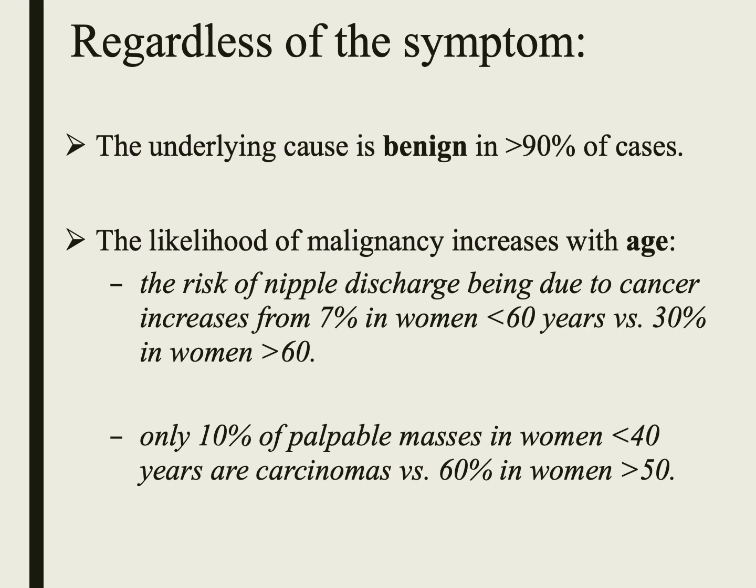Before we start discussing the signs and symptoms of breast diseases, I want you to know that the underlying cause is benign in more than 90% of cases, and the likelihood of malignancy increases with age. So for example, the risk of nipple discharge being due to cancer is 7% in women younger than the age of 60 versus 30% in women older than the age of 60. So it's the same symptom, but the age of the patient is the main factor that increases the chances of this symptom or sign being related to malignancy.